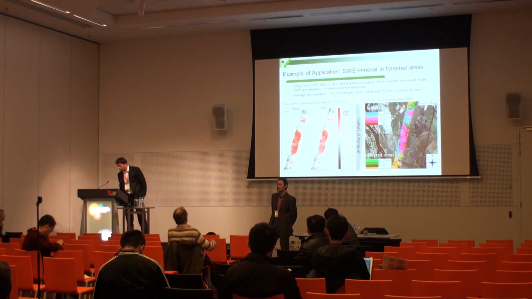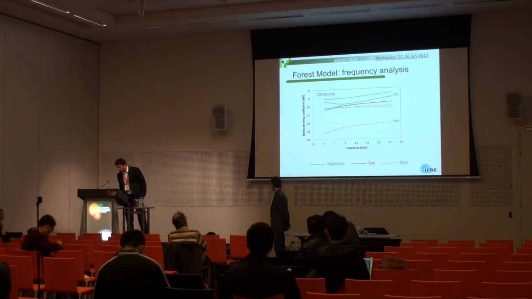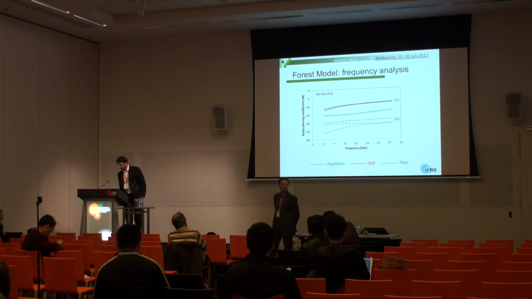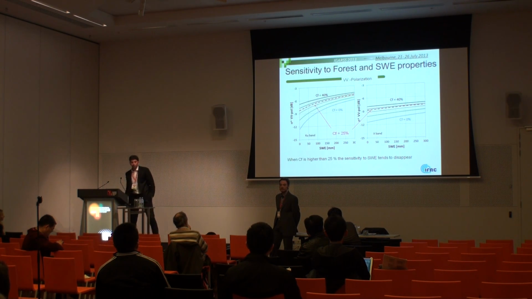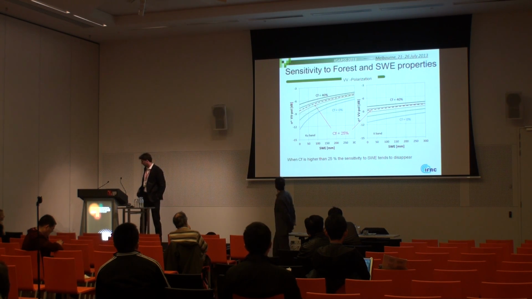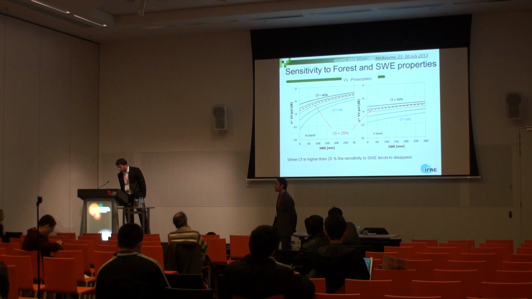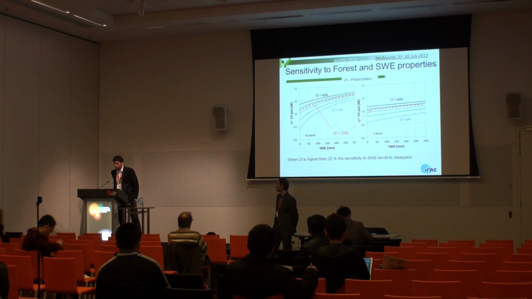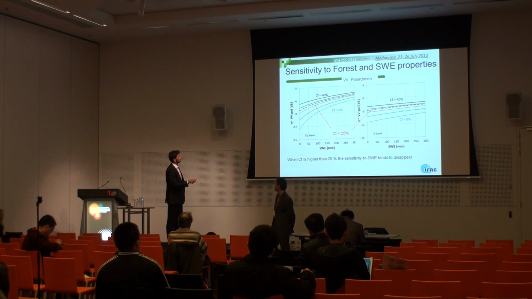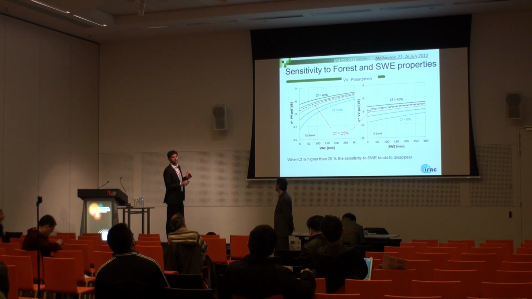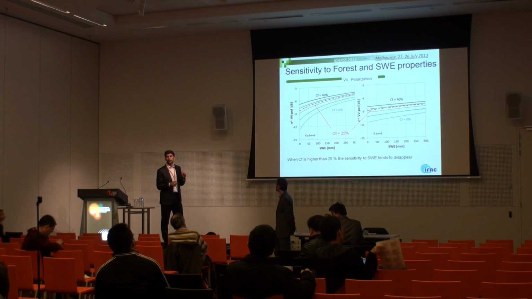Here is some. You see that this, without vegetation, which is this, is the sensitivity to SWE, and then with the higher fraction, the sensitivity is reduced. So the canopy has an impact and masks the signal coming from the snow.